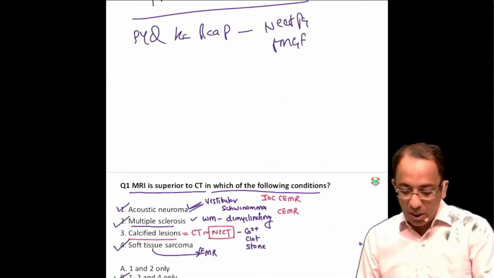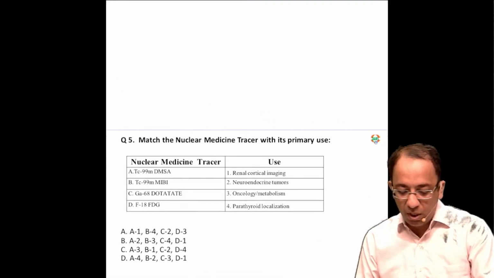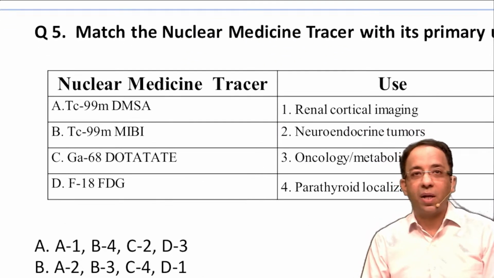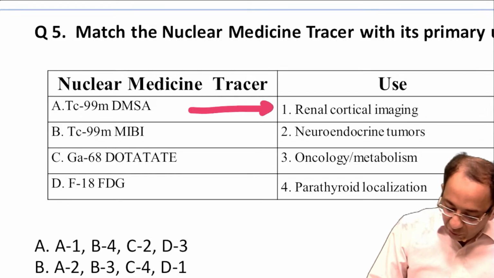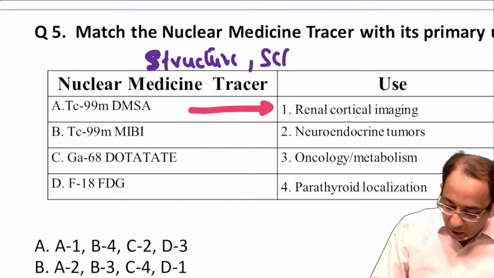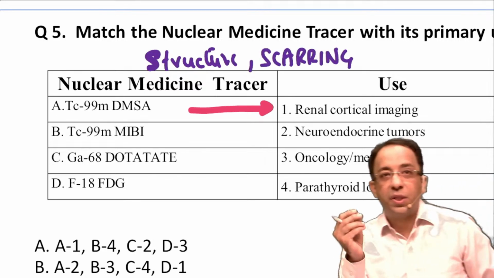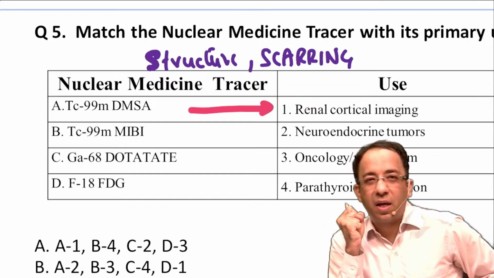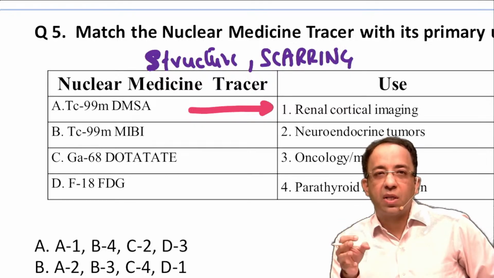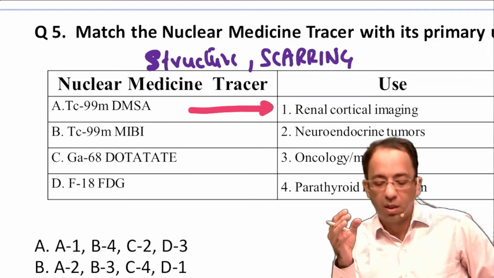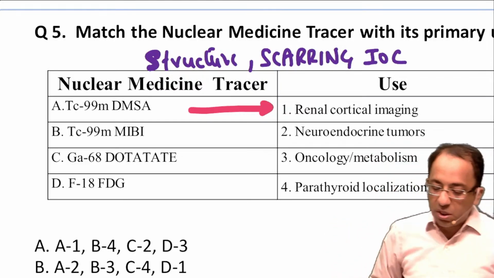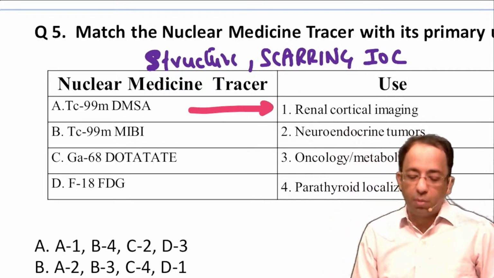anyone? Let us see, technetium DMSA. Where did I teach you technetium DMSA in my class? Technetium DMSA is used to see the renal cortex. If you remember, S for structure, S for scarring. Technetium DMSA accumulates in the renal cortex. So if you have renal scarring due to vesico-ureteric reflux, due to chronic pyelonephritis, you can see it on a DMSA scan. This is a previous INICET question. Investigation of choice for renal scarring is technetium DMSA scan.